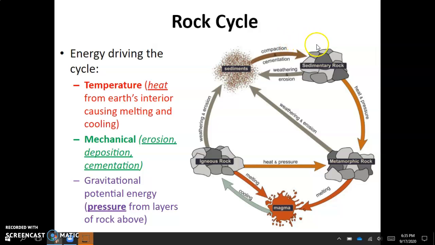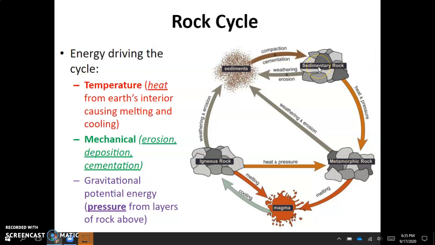So if we take a look, let's start with our sedimentary rock here. Okay, so remember, our sedimentary rocks are made of sediments. As they get layered on top of each other, they get cemented and packed down. So we've got a sedimentary rock just kind of chilling.